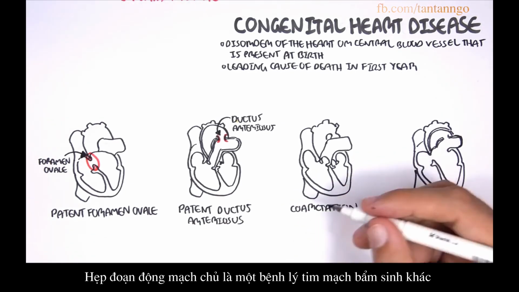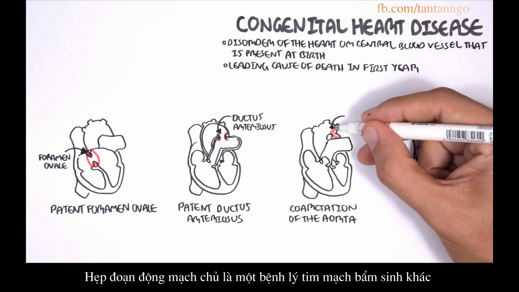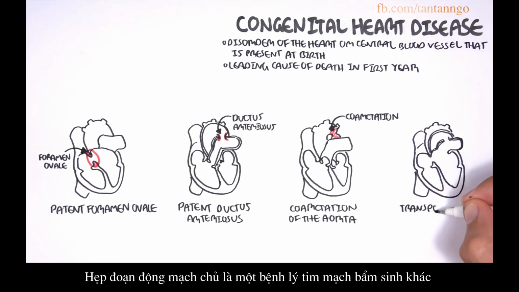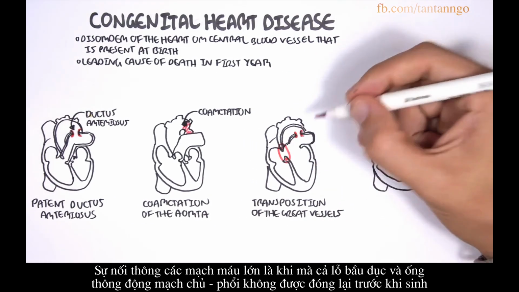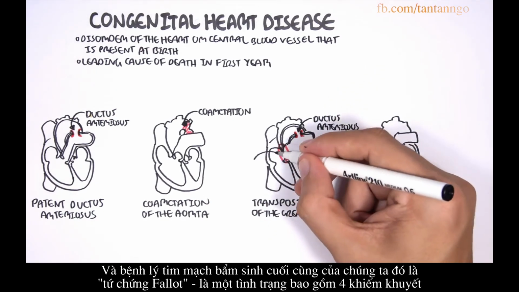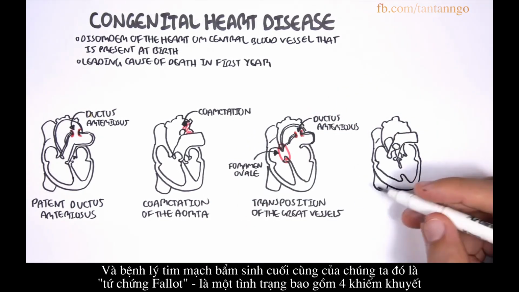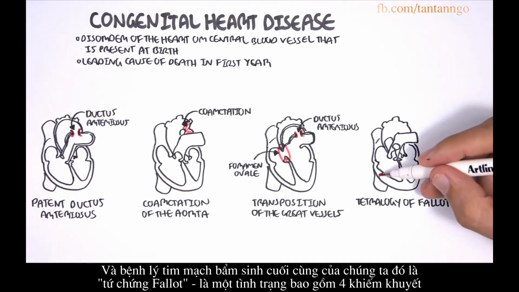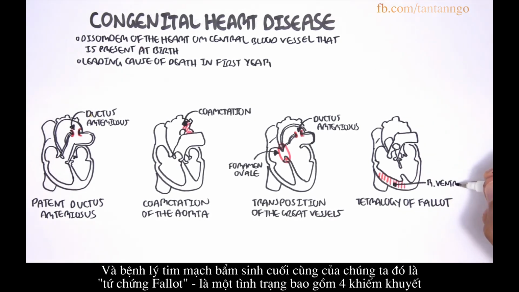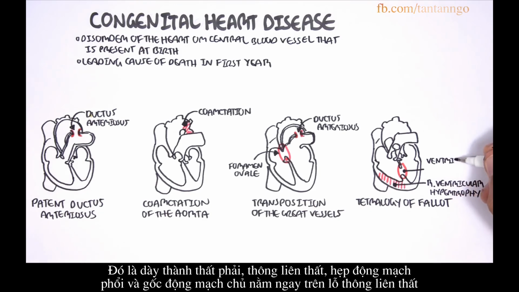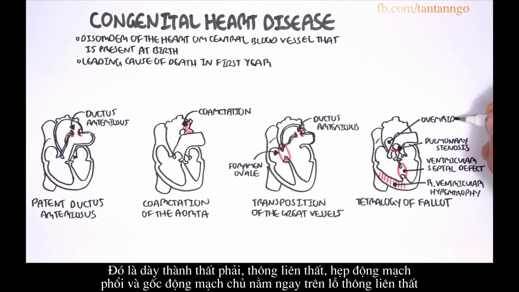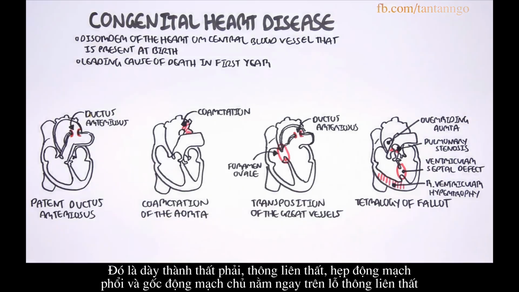Coarctation of the aorta is another congenital heart disease. Transposition of the great vessels is where both the foramen ovale and patent ductus do not close. And the final congenital heart disease we will mention is tetralogy of Fallot, which is composed of 4, tetra, things. These are the right ventricular hypertrophy, the ventricular septal defect, pulmonary stenosis, and the overriding aorta. So all these 4 represent tetralogy of Fallot.